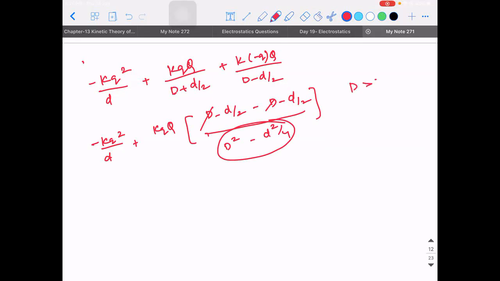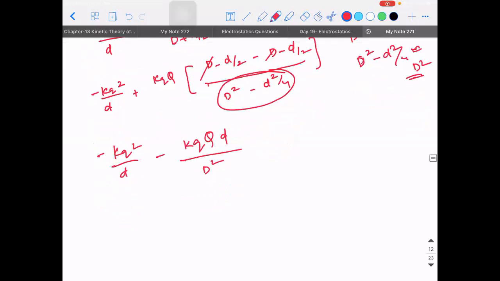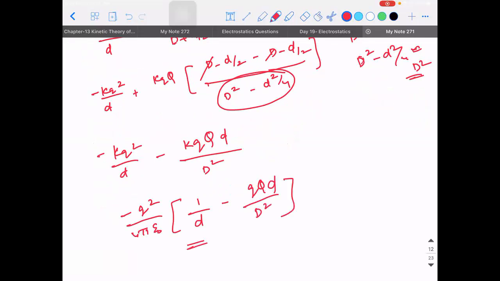According to the approximation, when d is very much greater than D, d square minus D square by 4 is approximated to d square, right? So minus kq square by d minus kq into capital Q into D divided by d square. So minus q square by 4 pi epsilon naught. If I take it out, it will be 1 by d minus qD divided by d square.